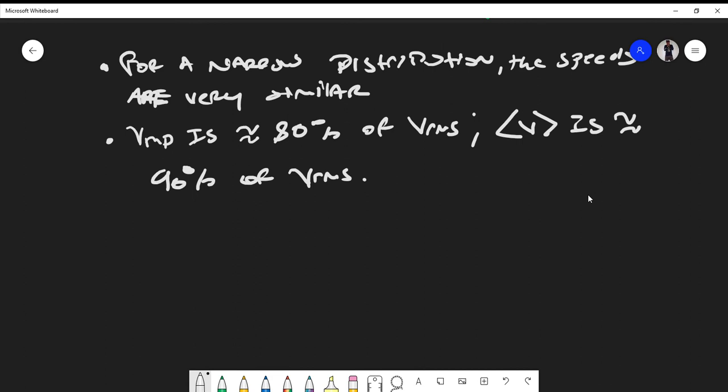The last one we want to note is that all speeds are independent of pressure and volume of the gas. So that's very important. So let's look at an example.